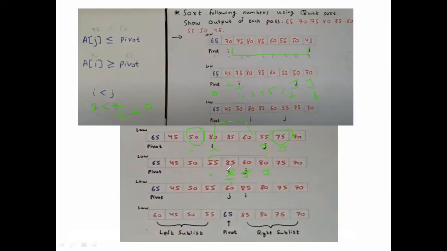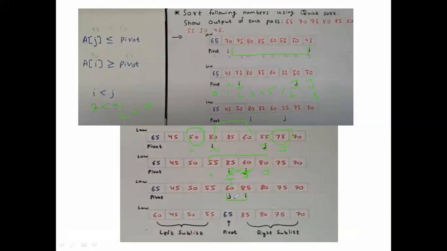So the condition i less than j is true, swap the two elements, that is 60 and 85 are swapped here. Then what are the i and j values? The i value is here, 85, and the j value is 60. So 85 is greater than the pivot, you stay here, and 60 is less than the pivot, you can stop here.